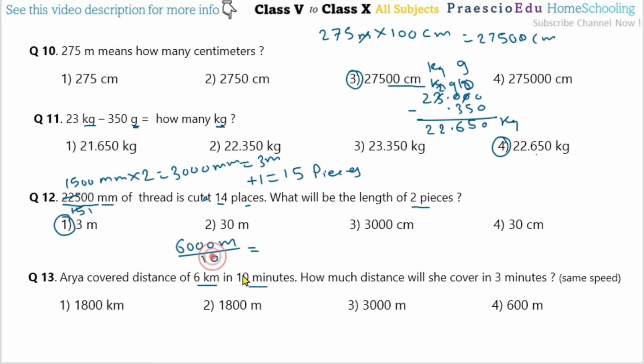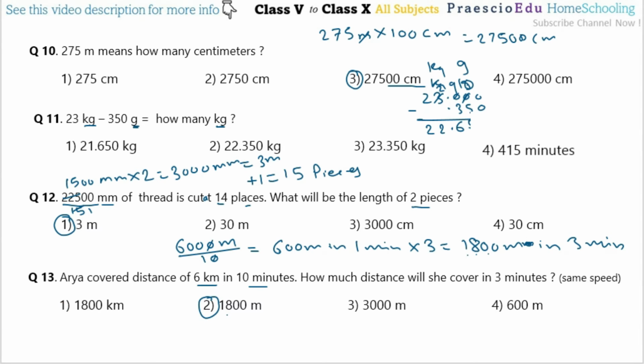Okay, so this 10 means 10 minutes, so this 0 means 600 meters in 1 minute. Like this one, how much will she cover in 3 minutes? So multiply by 3: 6 multiplied by 3 is 18, and then these 2 zeros. So in 3 minutes, 1800 meters. So 1800 meters means option number 2 is the correct one.